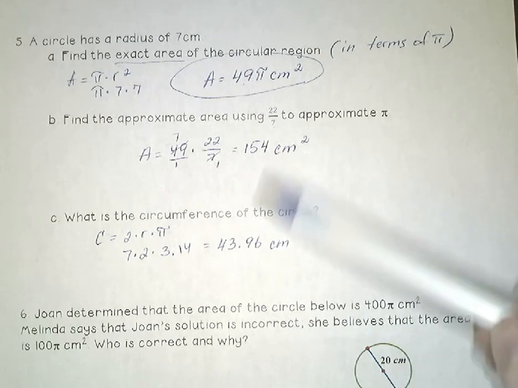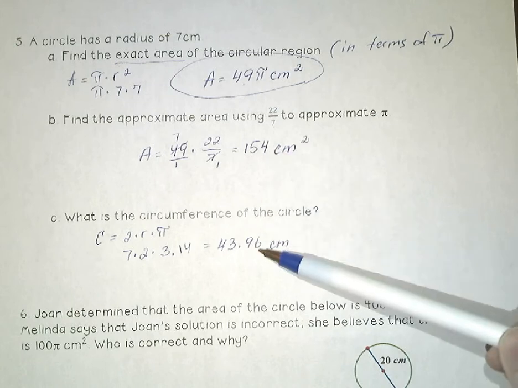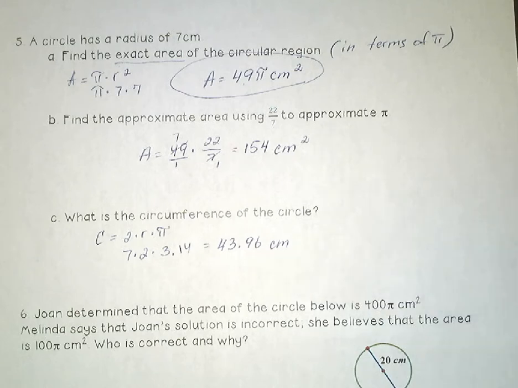See the difference in our answers? That is a big difference. That's why you shouldn't ever be using the same formula to find both circumference and area. Okay.